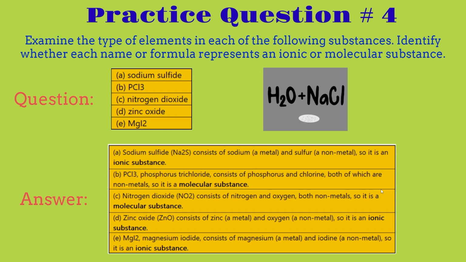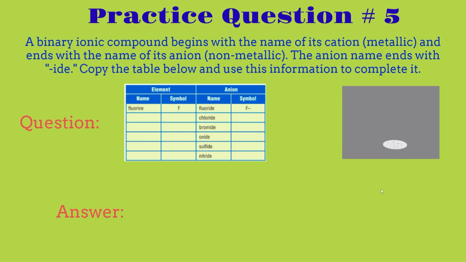And finally, for the last one, we have MgI2. And this is basically just magnesium iodine. So we have magnesium, which is a metal, and we have iodine, which is a non-metal. So when you combine these two, we get an ionic substance. So this is the answer for practice question number 4. And now for question number 5.